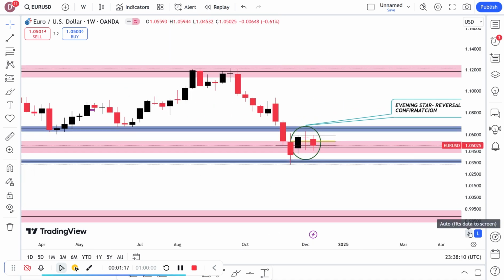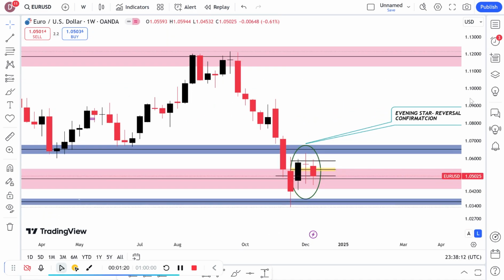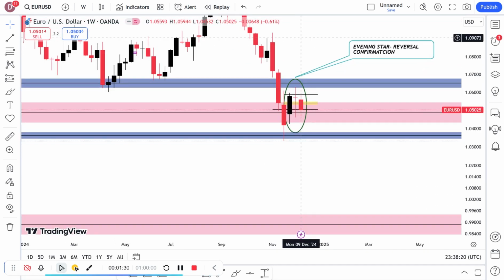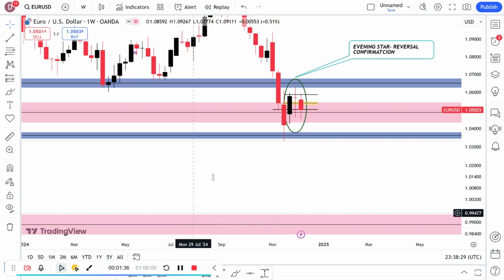So what are we going to do now? We're going to go to our daily time frame to continue to see how we can enter the trade and make use of the profit, because this is where we are looking at for our final take profit. So let's go to the daily time frame and continue to see how we can enter the market.